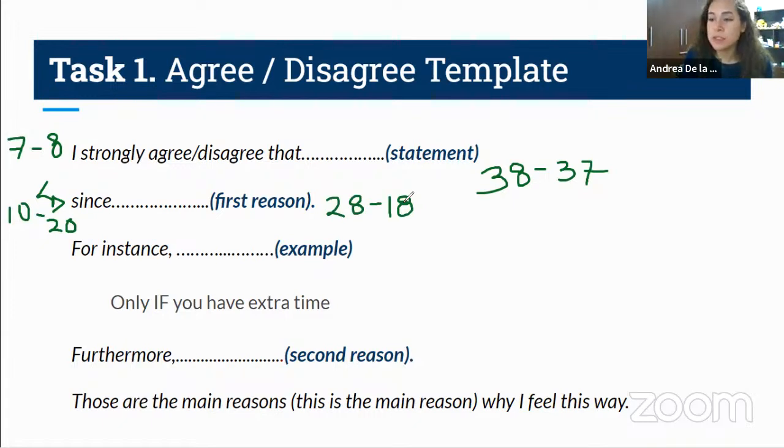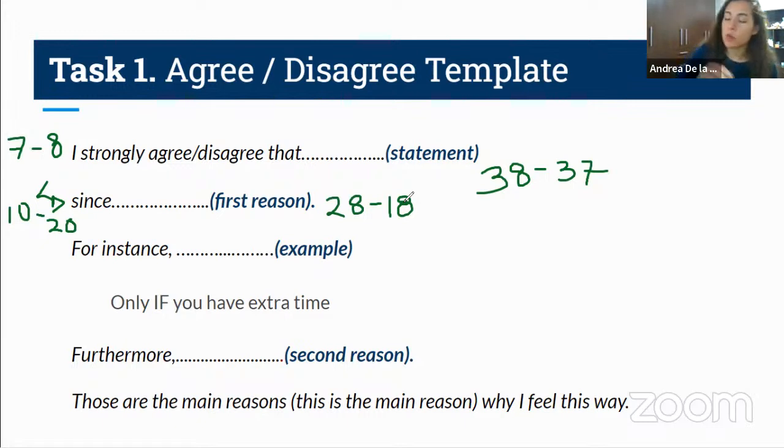Now, finally, as Christian was asking, remember that the instructions said that you need to give reasons and details. So how do we give details? By giving examples. We need to show evidence of what we're saying. If we're saying that with laboratory classes or with practical classes, students don't learn when they have online courses, then you need to provide details. You need to provide evidence.